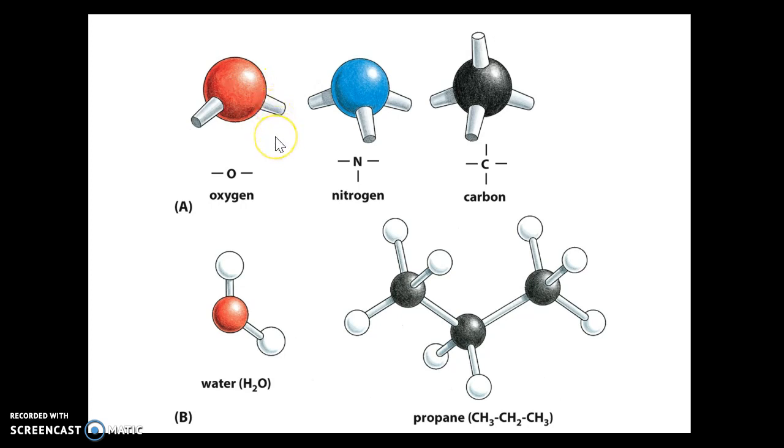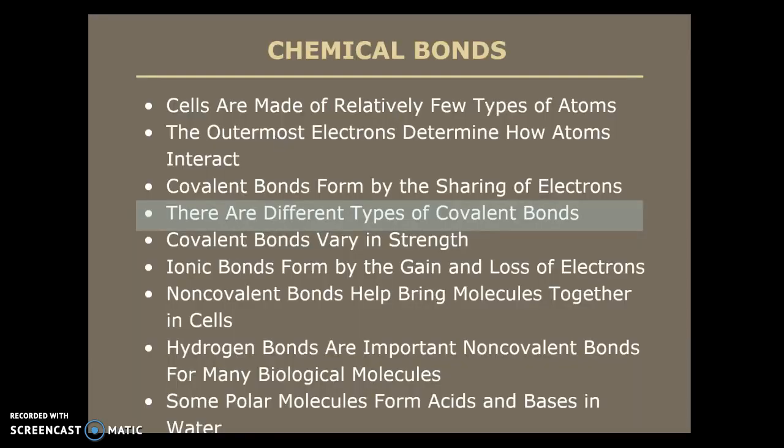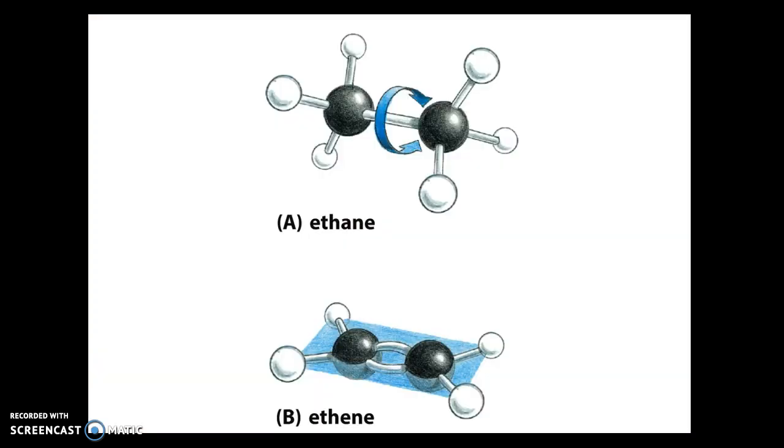You could also form double bonds or triple bonds by sharing 2 electrons with the same atom. So this carbon is sharing two electrons, this carbon is sharing two electrons. These carbons have a double bond between them. Things can freely rotate around a single bond, but these double bonds are rigid. They have no rotation around them at all.